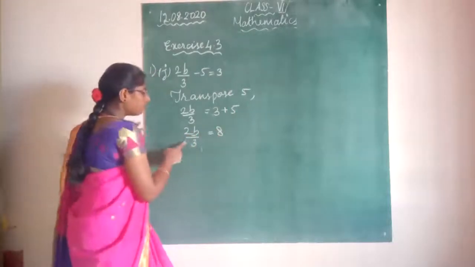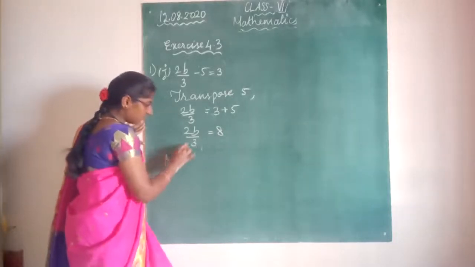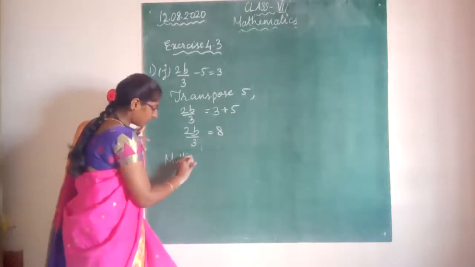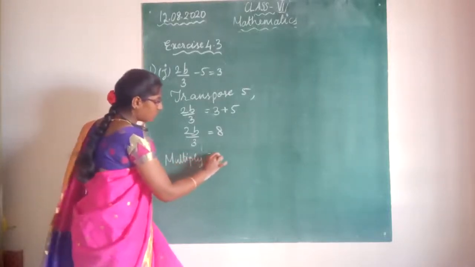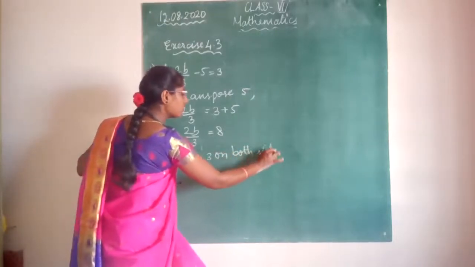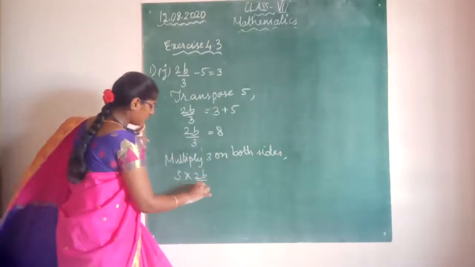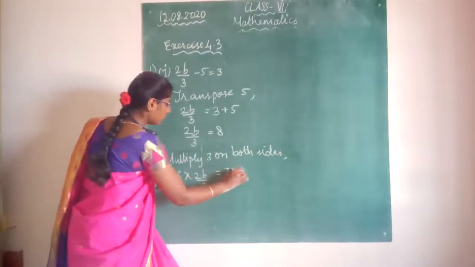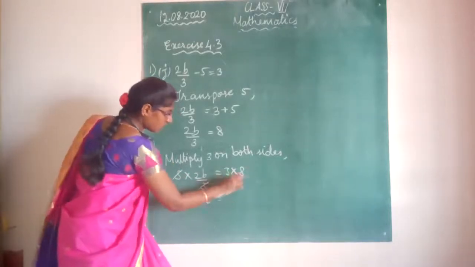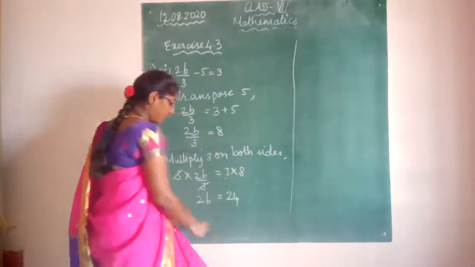Then first we have to remove this 3. So write, 3 is divided now, so we have to do multiplication. So multiply 3 on both sides. Step by step you can solve. So you will have 3 into 2b by 3 equal to 3 into 8. So 3 and 3 will get cancelled. 2b is equal to 3 8s are how much? 24.